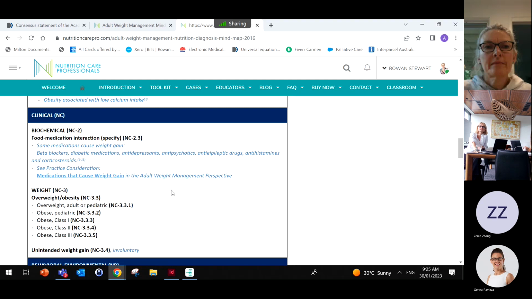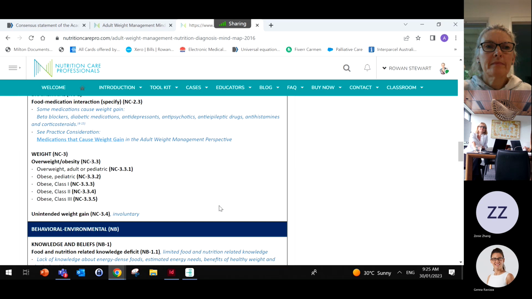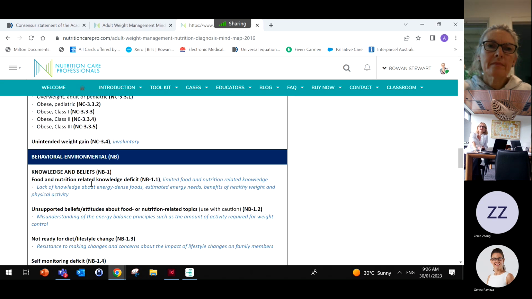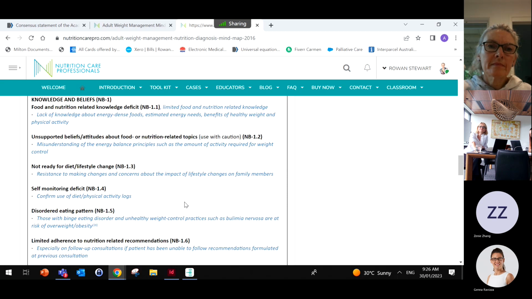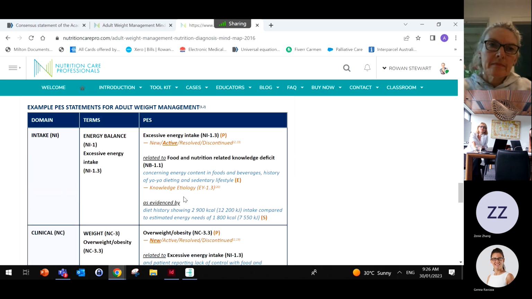Down into the clinical domain, where we would be looking at food and medication interaction, and then the diagnosis of overweight and obesity, which is commonly used for overweight and obese patients, but it is not always the right diagnosis for overweight and obese patients. In fact, sometimes the diagnosis has to do with knowledge, beliefs, and attitudes. They may simply not be ready for lifestyle change. And then down into some examples of PES statements that you might use for your weight management patients.